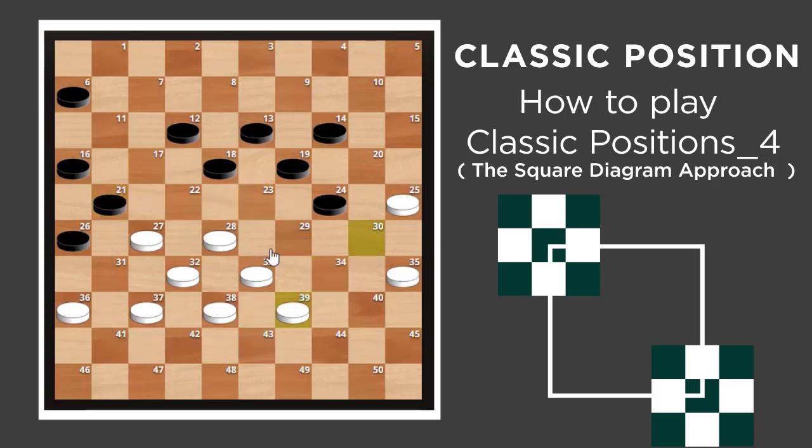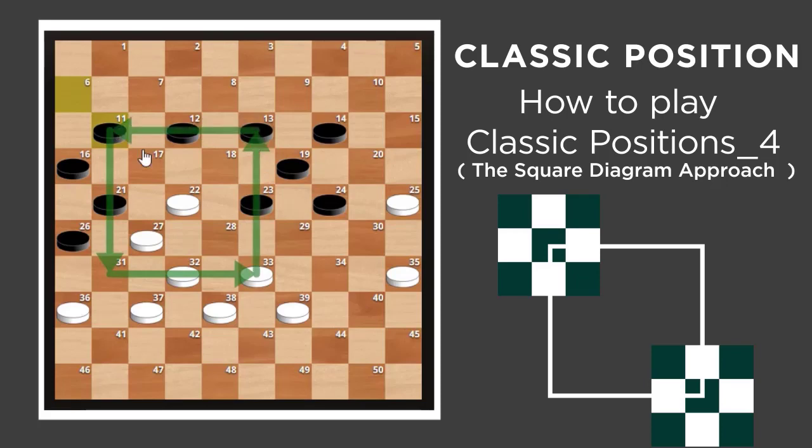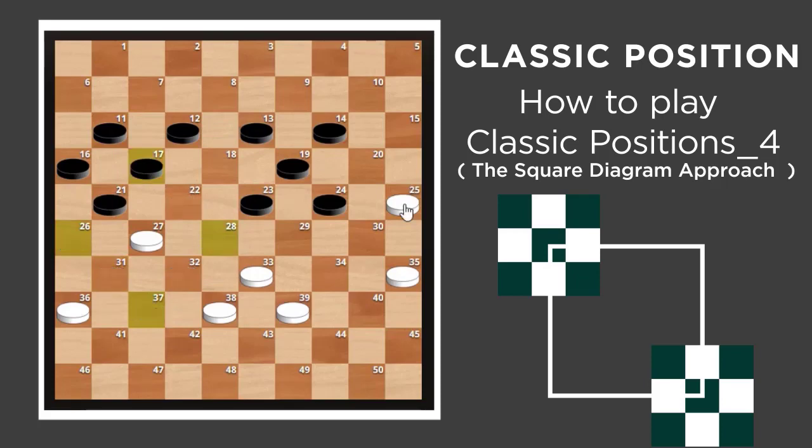Black will also respond to this move by playing 18, 23. White will have to play 28, 22 in this particular position. So 28, 22 is played. Then black will respond by playing 6, 11. White will play 37, 31. If you draw the square, so we can play 31, and then there's a stick move here.